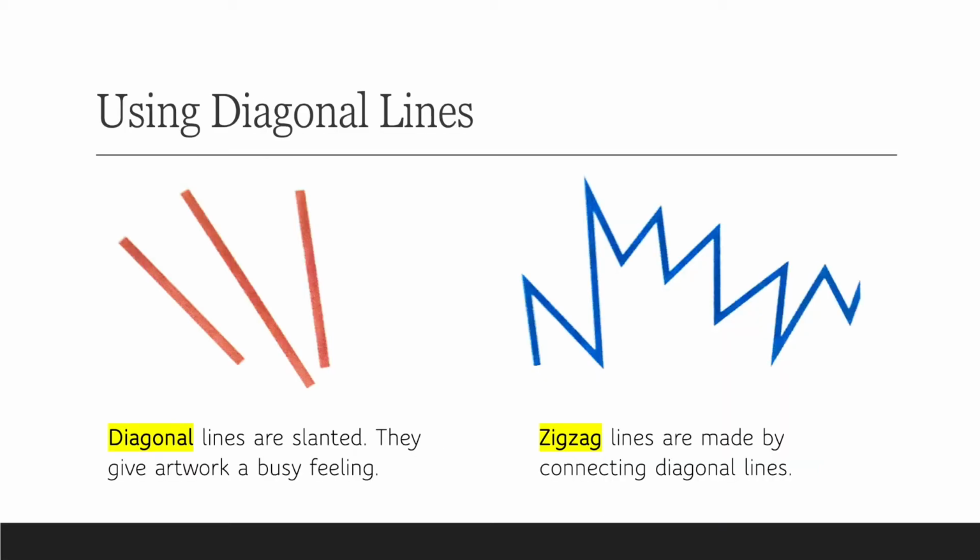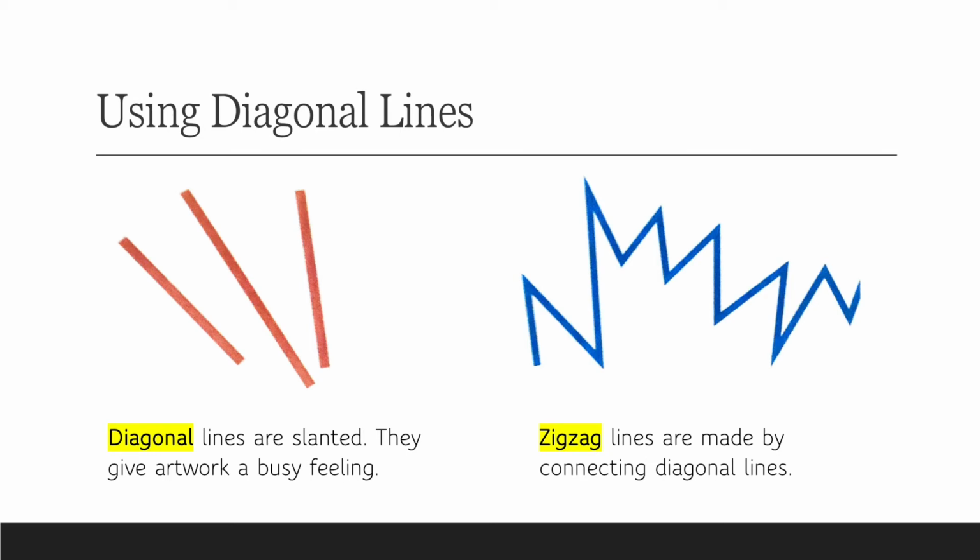Using diagonal lines. So as we've learned already, diagonal lines are slanted. They give artwork a busy feeling. Now let's look at zigzag lines. Zigzag lines are made by connecting diagonal lines. So if we look here, we have one diagonal line with another diagonal line, and they just keep adding up to create a zigzag line.